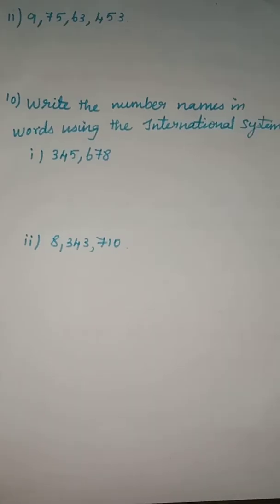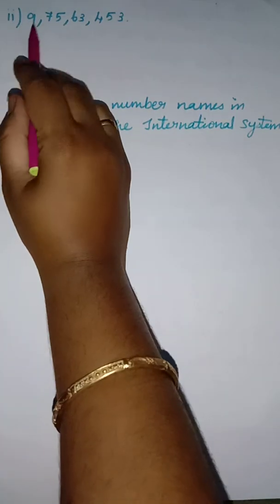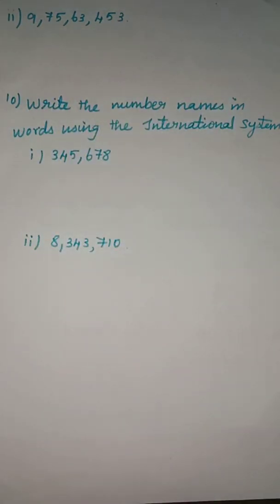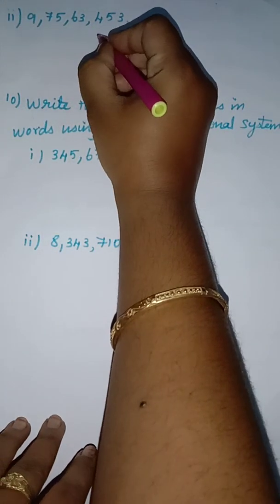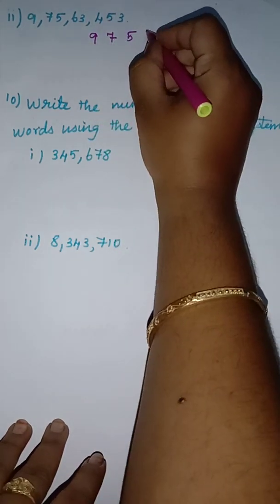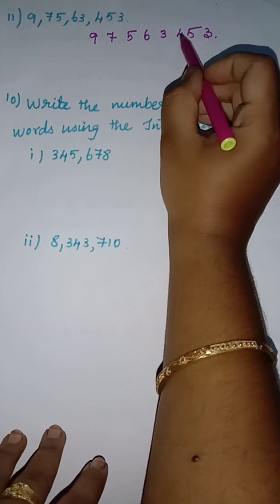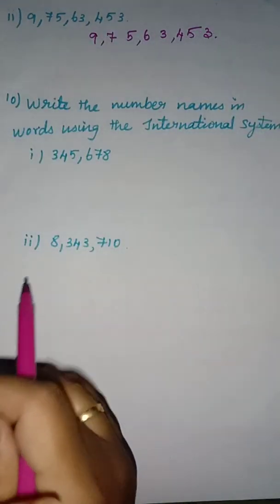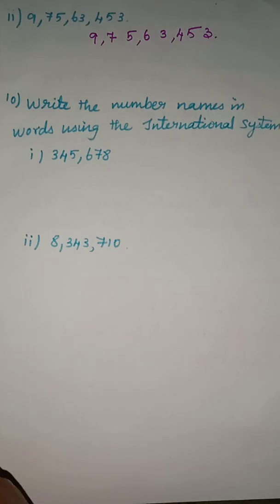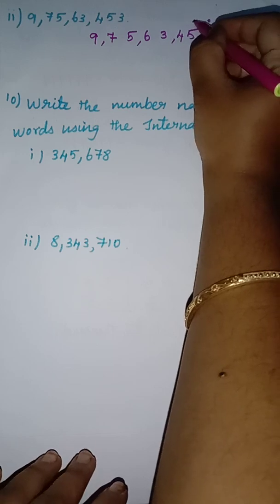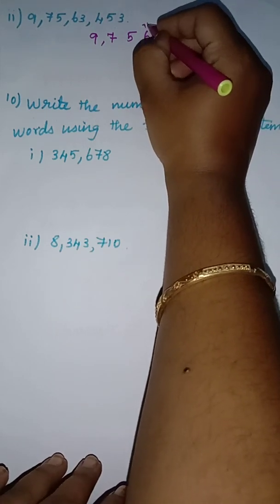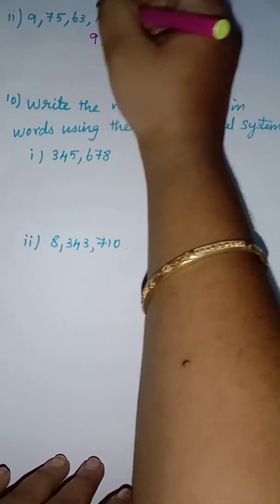Okay, now the second question of that ninth sum. What they have given is 9, 7, 5, 6, 3, 4, 5, 3. So here also the first step is to write it in brief form: 9, 7, 5, 6, 3, 4, 5, 3. Then we have to put the same commas: 1, 2, 3, comma, 1, 2, comma, 1, 2, comma. The third step is to write the place value: ones, tens, hundreds, thousand, 10,000, lakh, 10 lakh, crore.